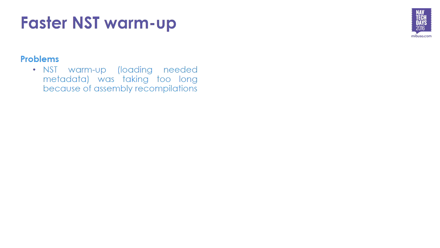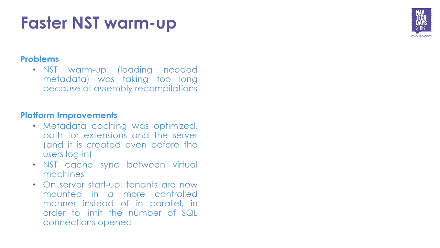We like our things to be fast. So how did we solve this problem? We looked at our metadata caching, and we have optimized it. And even more, now it is not just for the NAV server, it's also for the extensions we mentioned. So when they enable them, it will also stay fast. And to make things even better, it is actually cached even before the user logs in, so that even their first experience will be fast.